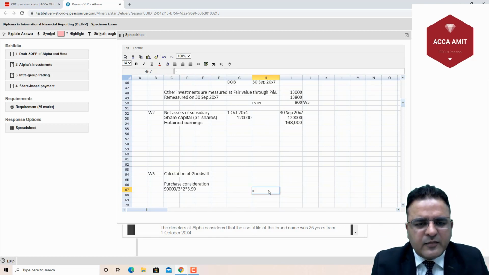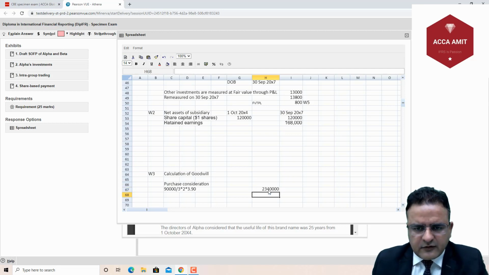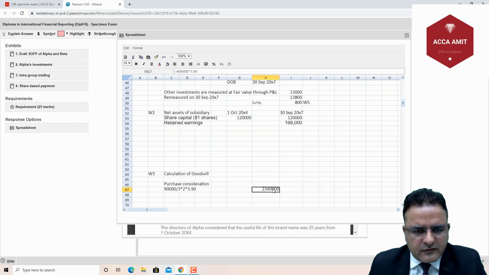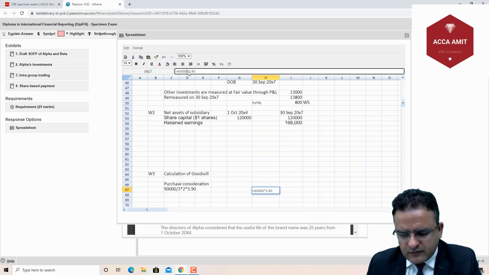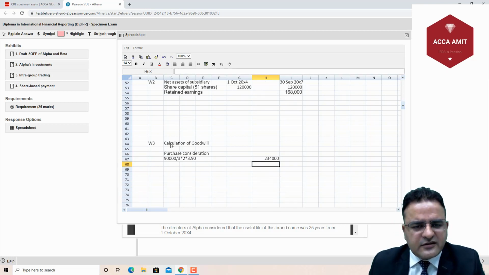So 90,000 divided by 3 is 30,000. 30,000 into 2 is 60,000. 60,000 into 3.90 turns out to be 2,34,000. $2,34,000 is the purchase consideration being paid.